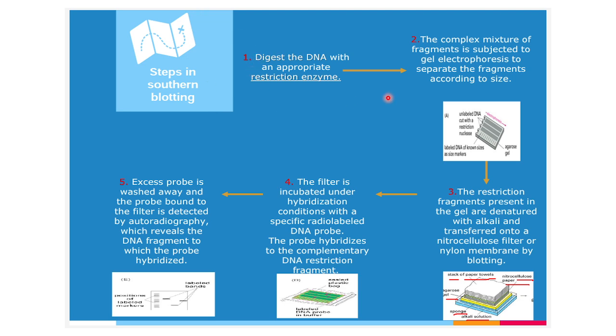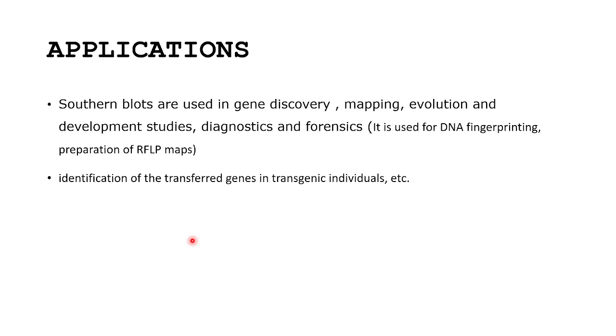So you see, you digest the DNA with appropriate restriction enzymes. The complex mixture of fragments is subjected to gel electrophoresis to separate the fragments. Then you transfer it onto the nitrocellulose membrane by blotting. You have then the process of hybridization for binding of the specific radiolabeled probe to your specific DNA of interest, and the excess probe is washed away and the probe bound to the filter is detected by autoradiography.